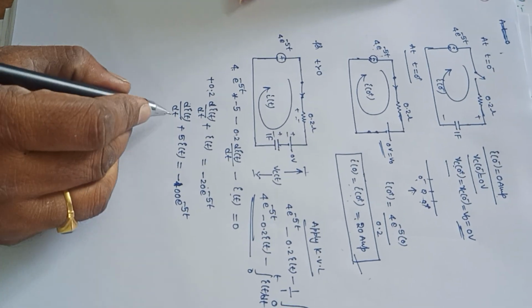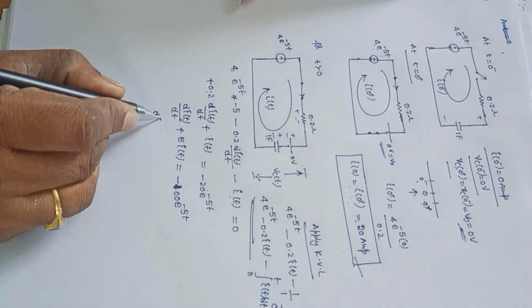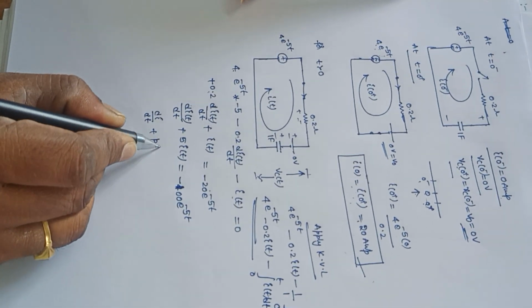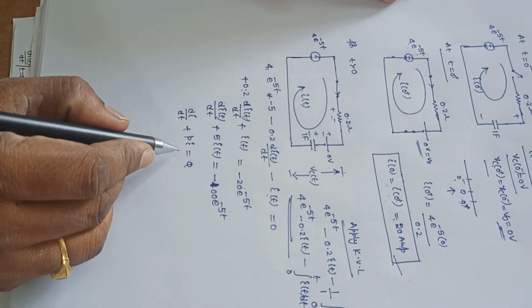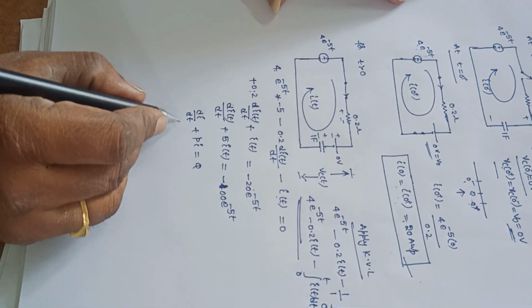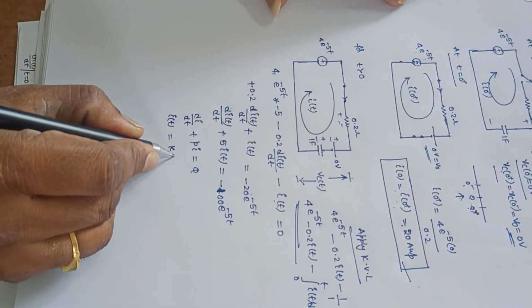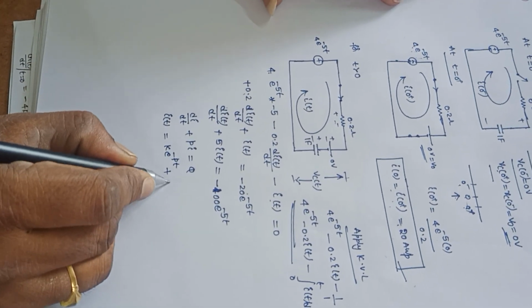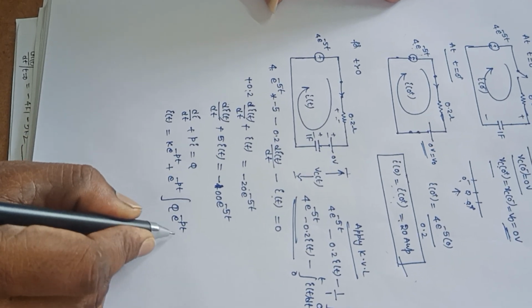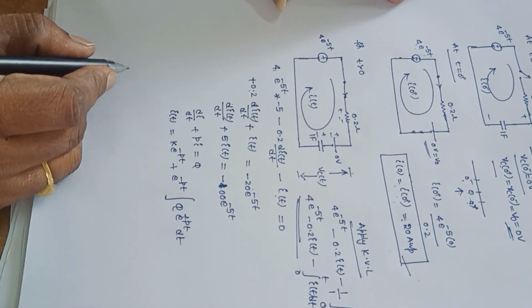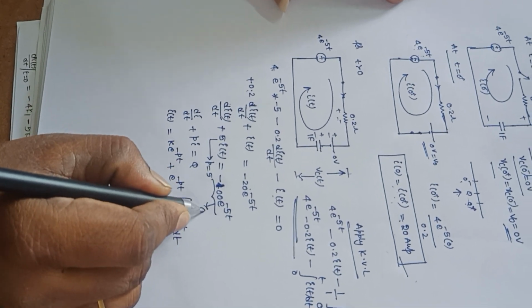So this is a first order differential equation. It is like this: di by dt plus p into I is equal to q. Whenever non-homogeneous first order differential equations are there, then the solution for this type of problem is I of t is equal to k into e power minus pt plus e power minus pt integral q into e power plus pt dt. So here the p value is 5 and this is the q value.